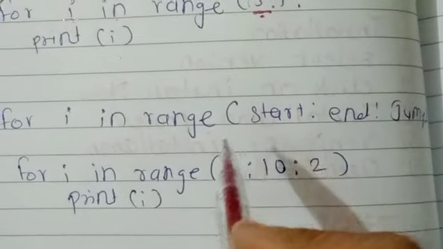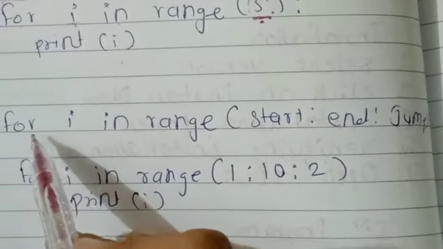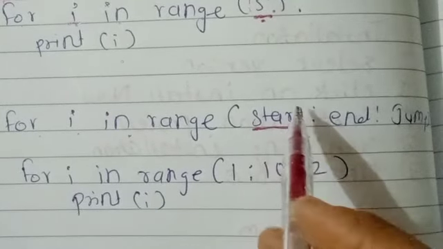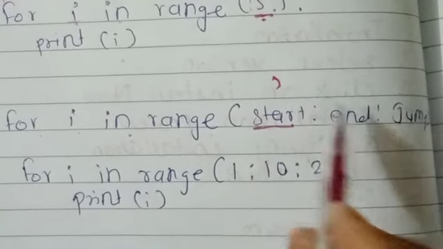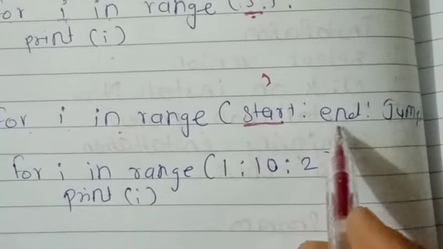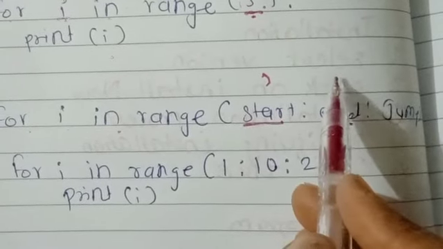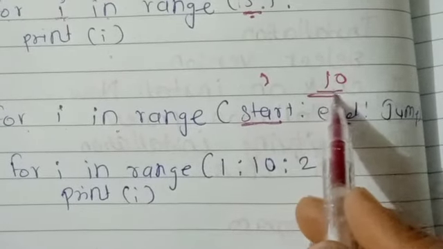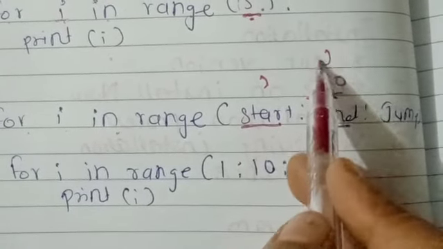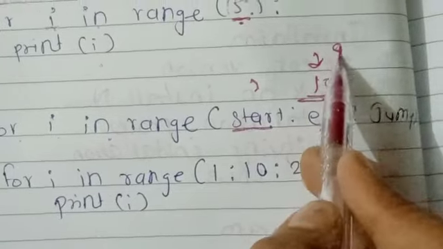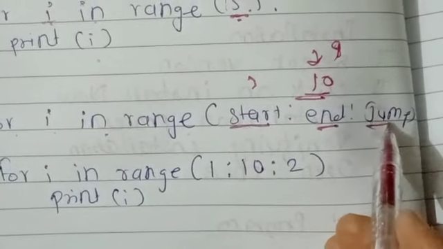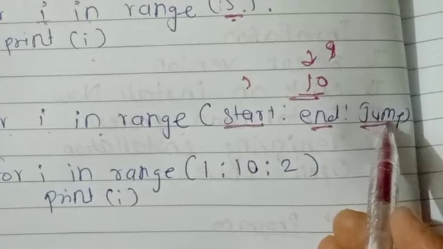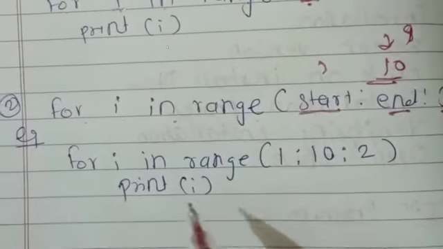For the for loop, this is the syntax: for i in range. Start means from which number you want to start, suppose from 1. Then end, what should be the end, suppose it is 10. But remember the 10th iteration is not executed, it will run up to only 9. Okay, less than 10. Then jump, with how many iterations you want to jump. Now I'll show you the example here.